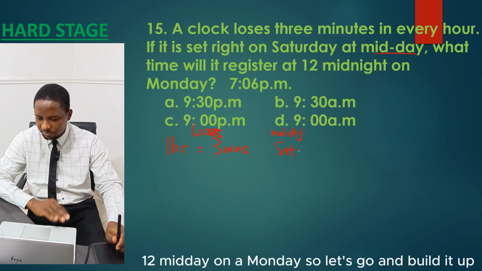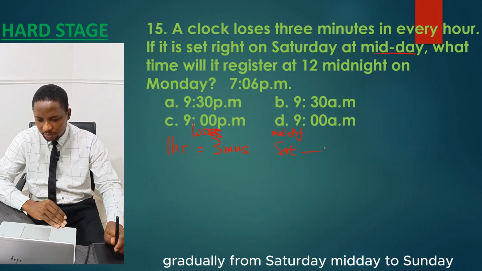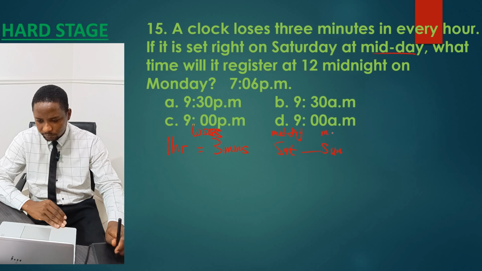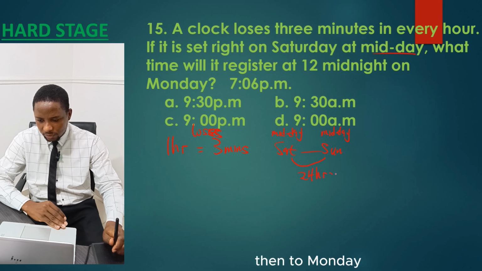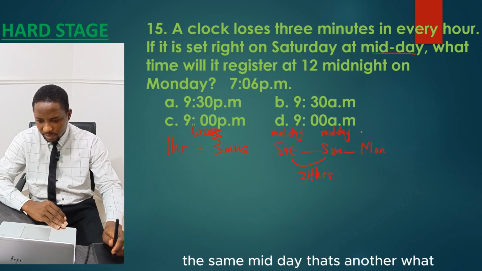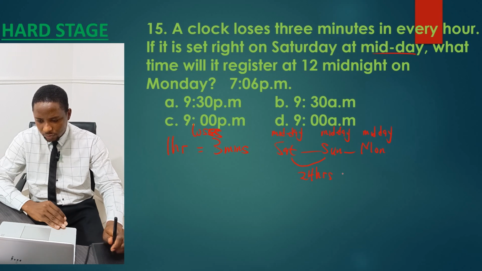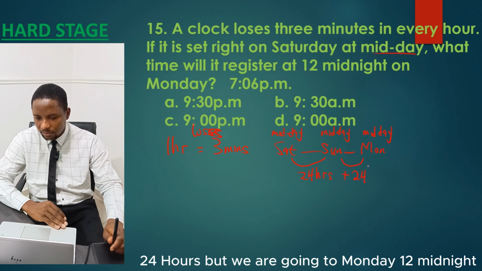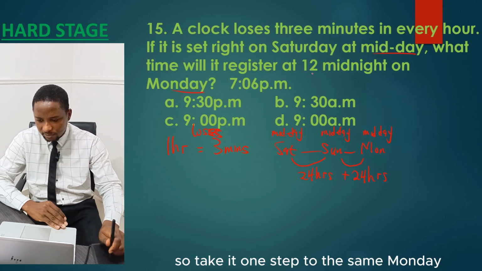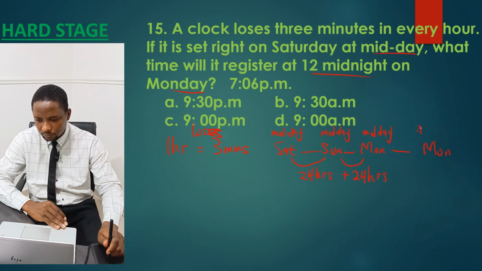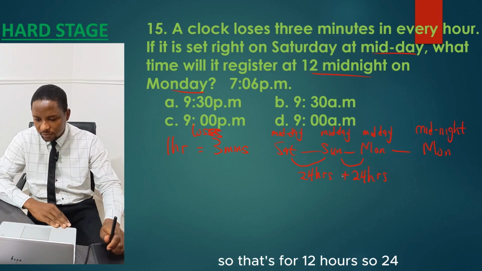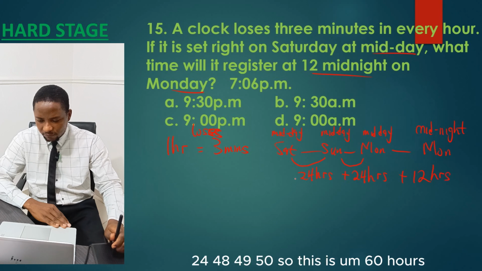So let's go and build it up gradually from Saturday midday to Sunday midday, which is actually 24 hours. Then to Monday, the same midday, that's another what? 24 hours. But we're going to Monday 12 midnight, so take it one step to the same Monday, but this time around to midnight. From midday to midnight, that is 12 hours, so that's plus 12 hours. So 24, 24, 48, 49, 50. So this is 60 hours.